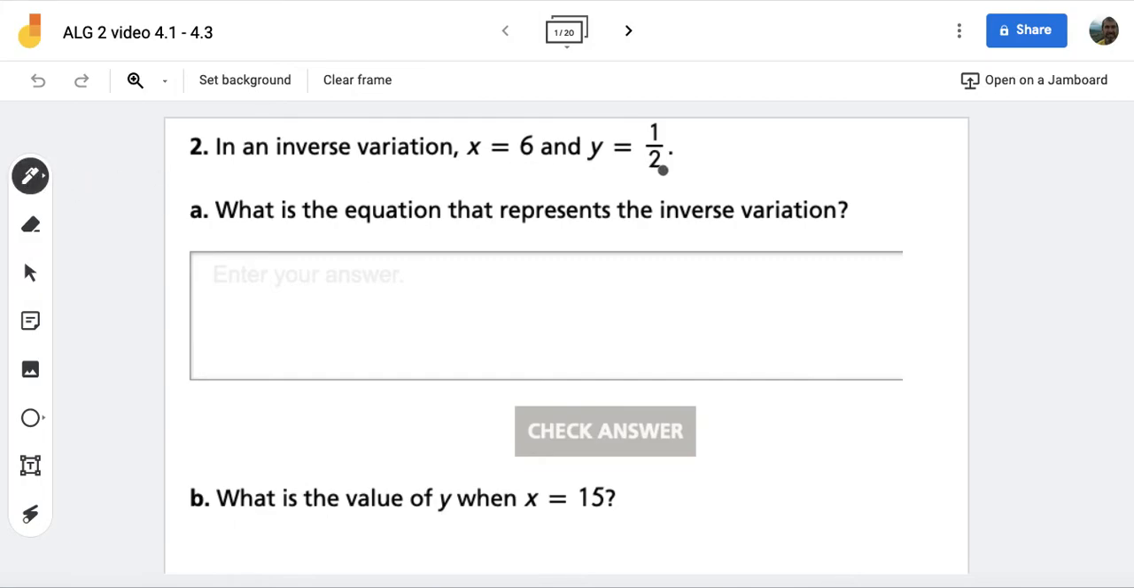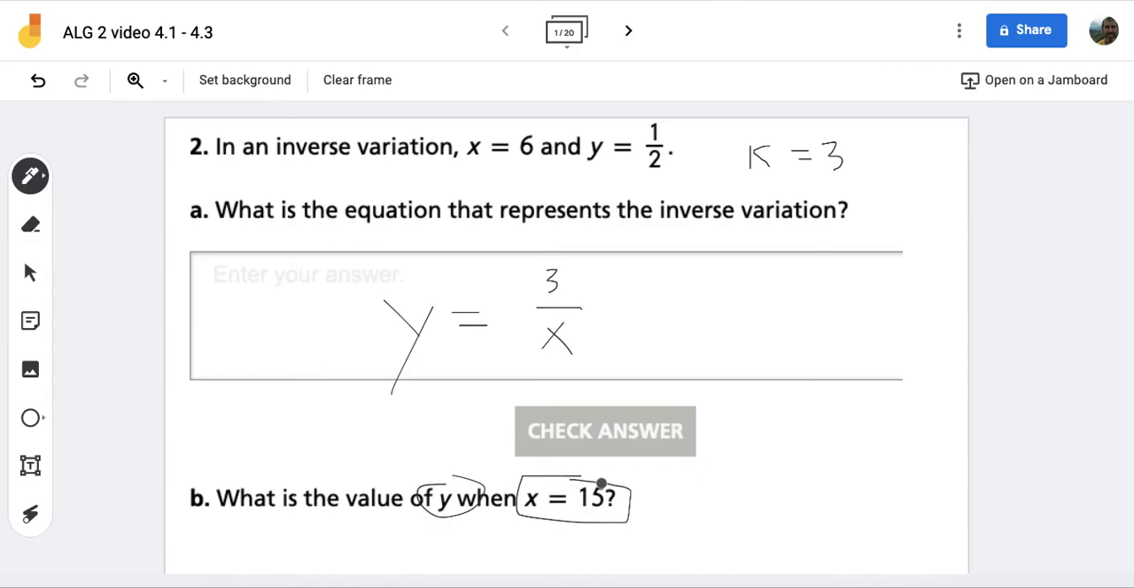x is 6 and y is a half. So if I multiply those two together, I get 3. So I know k, the constant of variation, is 3. So that means the equation could be written as y equals 3 over x. That's one way of writing it. And that's good because in the second part, they gave us what the x value is. They want to know what is y.